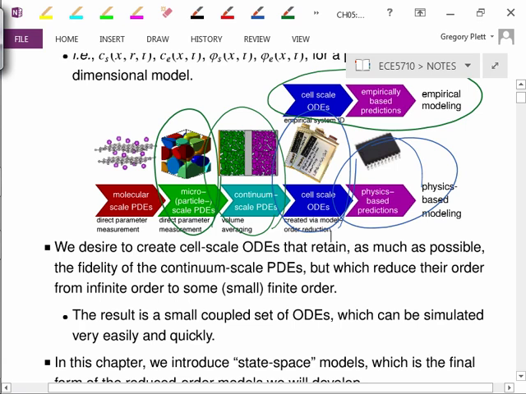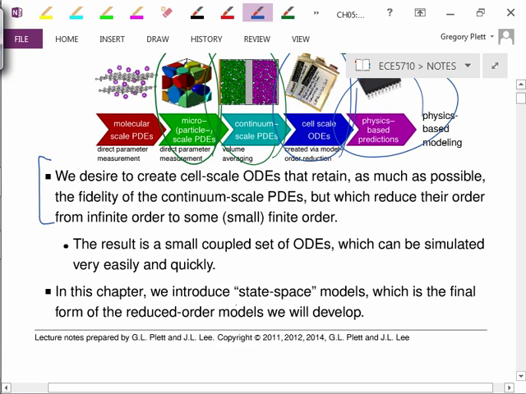So we said all of this. We desire to create cell scale ODEs that retain the fidelity of the continuum scale PDEs, but reduce the order to some small finite order. And instead of having hundreds of dimensions, hundreds of variables to solve for like the finite element method, we'll have on the order of a fifth order system when we're done, which is very similar to what we saw for our equivalent circuit models.